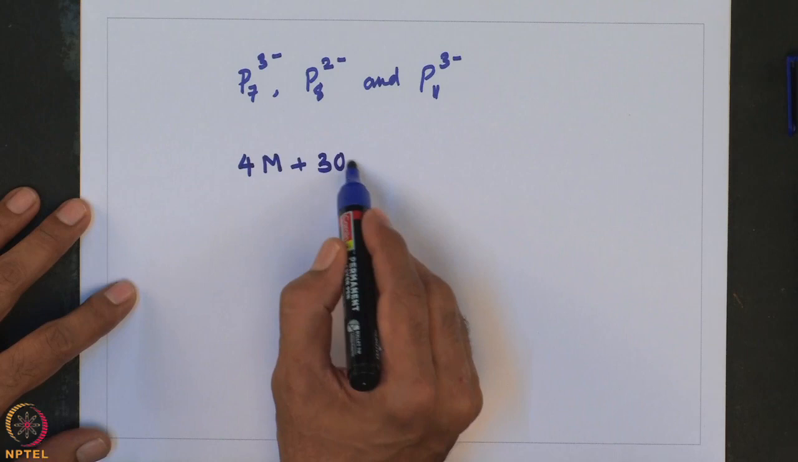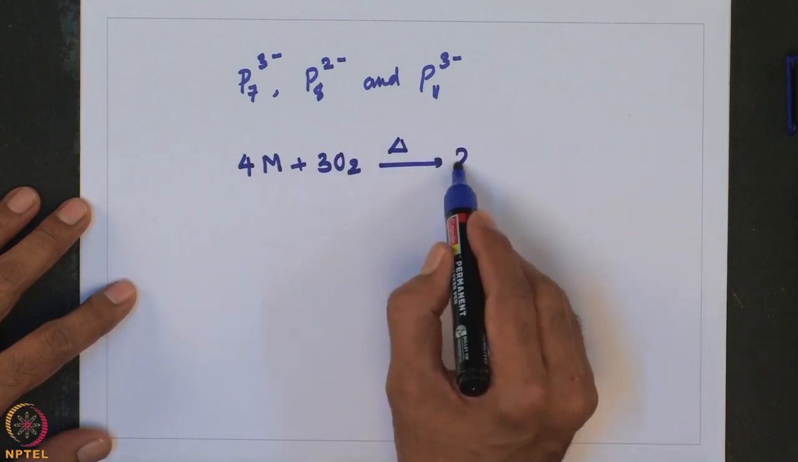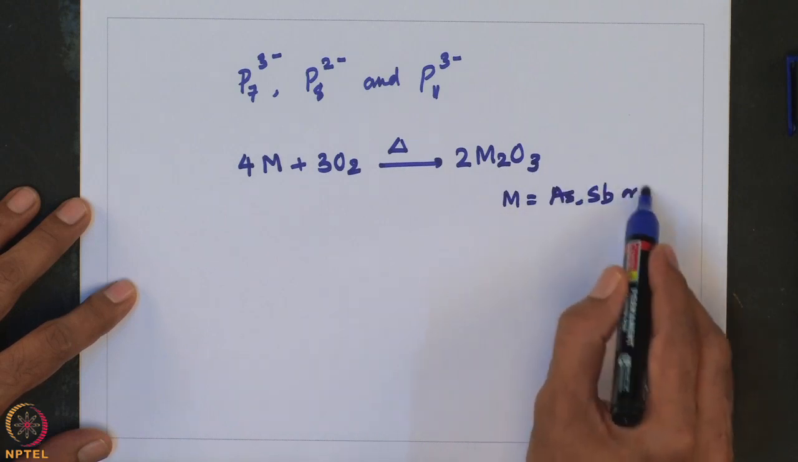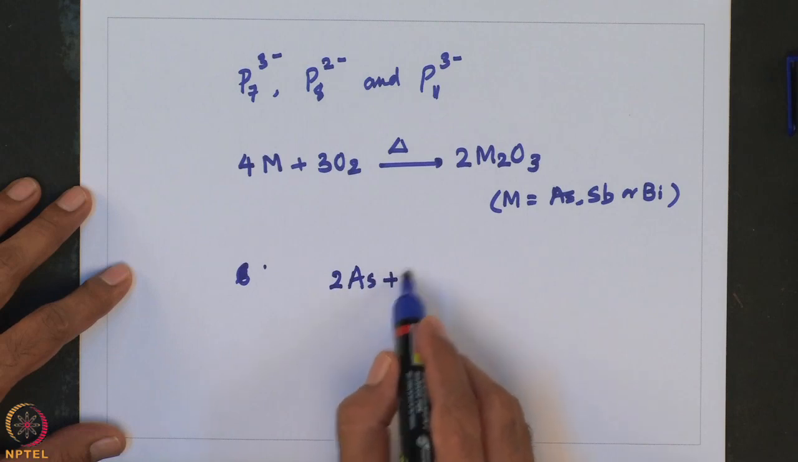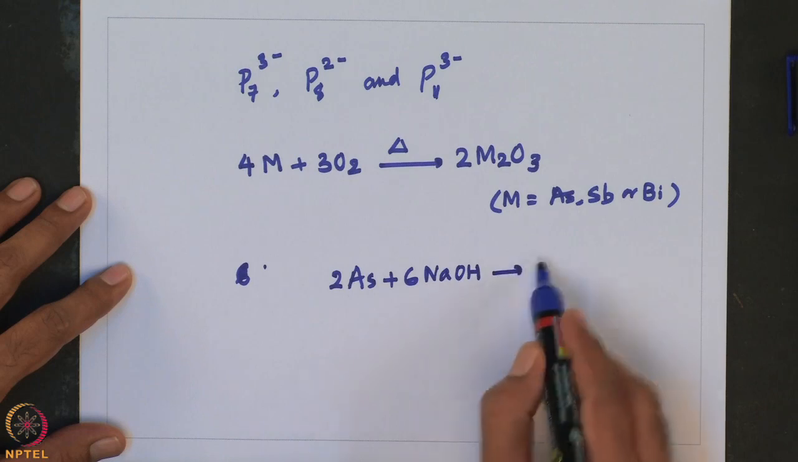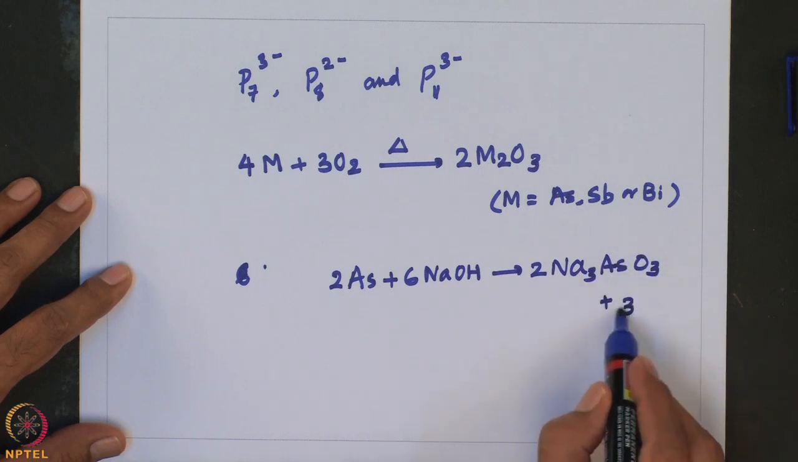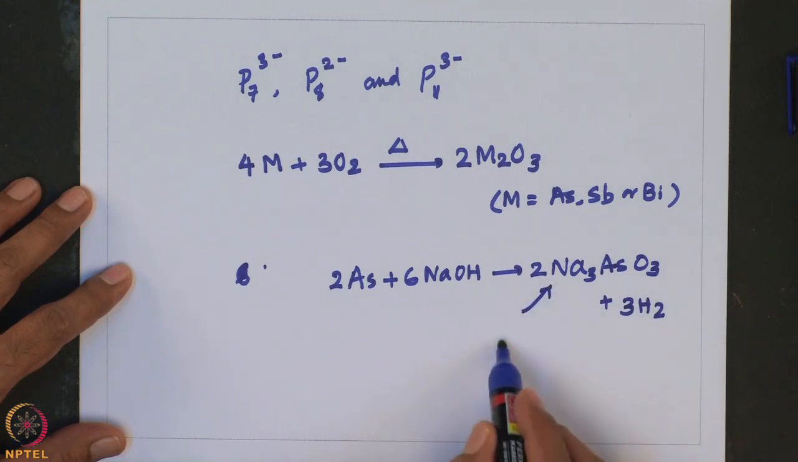Arsenic, antimony and bismuth burn in air and combine with halogens. For example, the reactions are shown here, where M equals arsenic, antimony or bismuth. None of these elements reacts with aqueous alkali, but arsenic is attacked by fused sodium hydroxide to form sodium arsenite. So, this is called sodium arsenite.